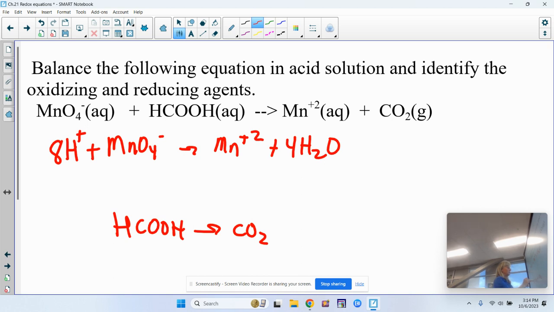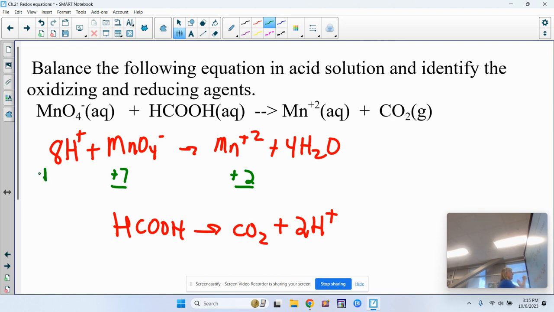And on this one, I have 2 hydrogens, and I'm going to add 2 H+ to this side. So at this point, all of my atoms are balanced. Now I look at charge. I have 8 pluses and a minus, so I have an overall charge of +7 over here. Over here, I have +2 and 0, so I have +2. So I need to make those equal.